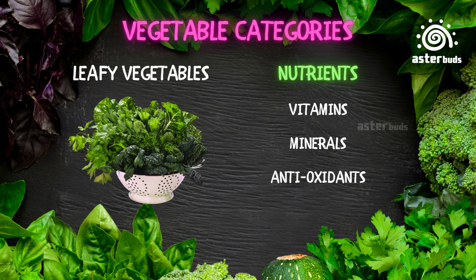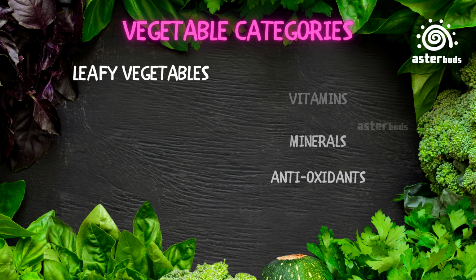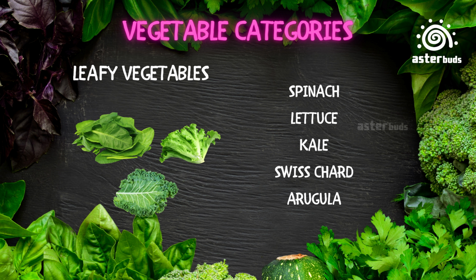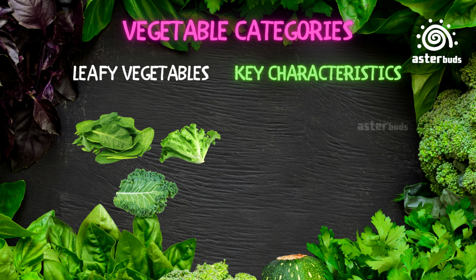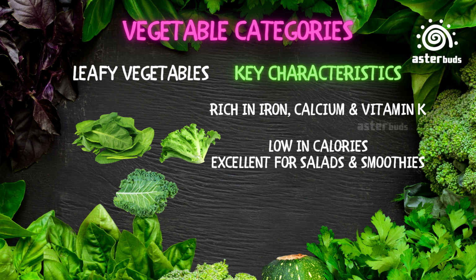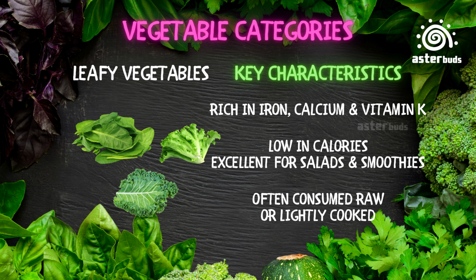Leafy vegetables. Leafy vegetables are primarily the leaves of plants and are packed with vitamins, minerals, and antioxidants. Examples of leafy vegetables are spinach, lettuce, kale, Swiss chard, arugula, etc. Key characteristics: rich in iron, calcium, and vitamin K. Low in calories, making them excellent for salads and smoothies. Often consumed raw or lightly cooked.